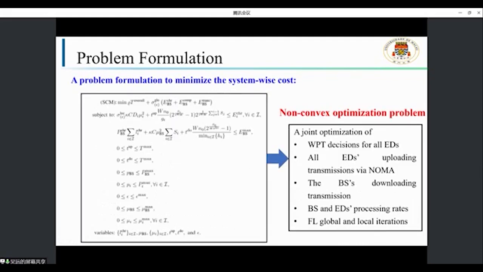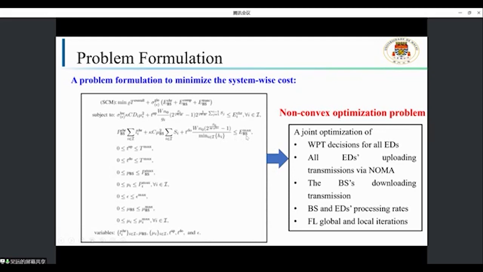So based on the previous modeling, we present a problem formulation to minimize the total system cost. Like this one, we consider two parts. Part one is the total latency, and the second is the total energy consumption. The constraints are that for each individual end device, its total energy consumption cannot exceed its harvested energy in each single run, and the total energy consumption of the base station cannot exceed an upper bound.